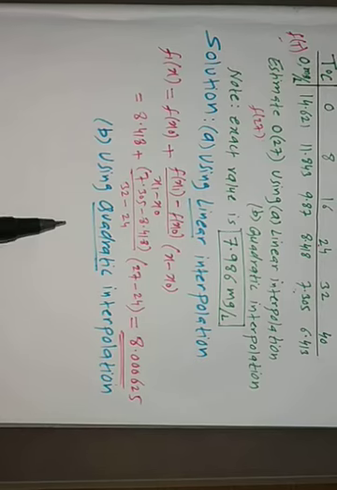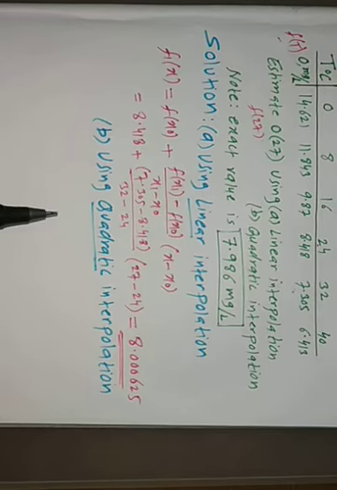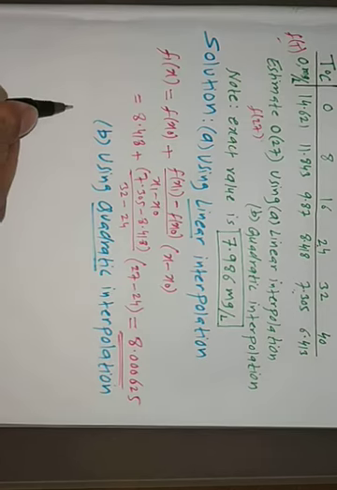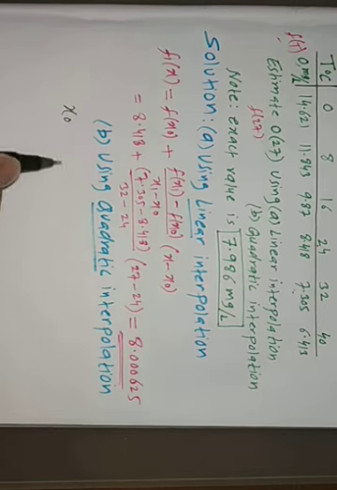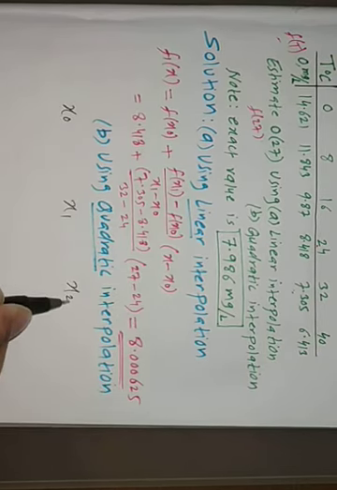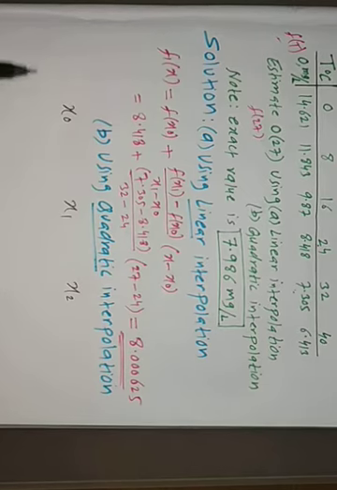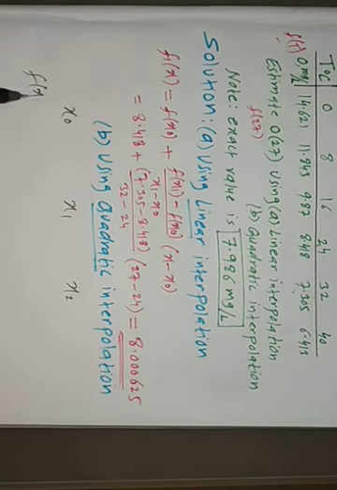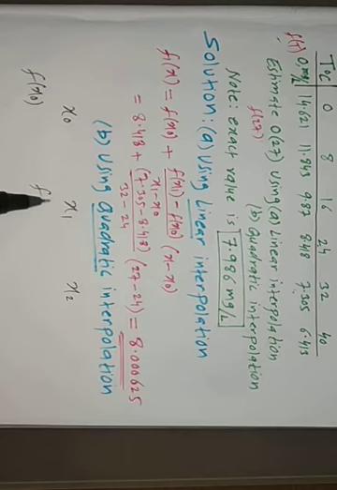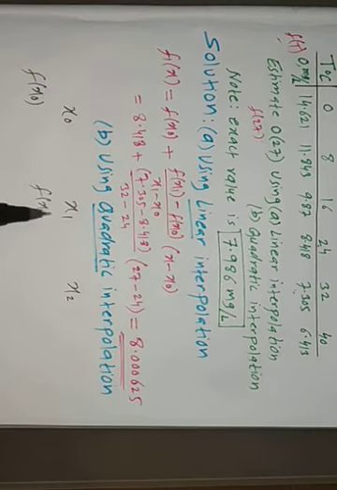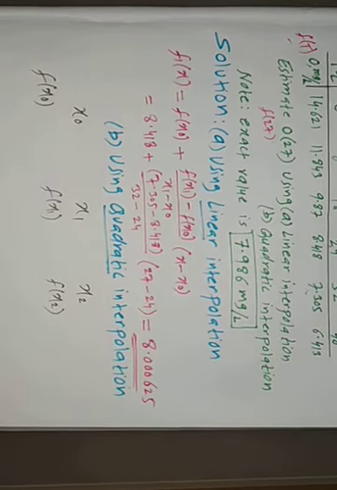Next we will use quadratic interpolation for finding out the level of oxygen at temperature 27 degrees centigrade. So what is to be done? How many points do we need for quadratic interpolation? We need 3 points, that is x0, x1 and x2, and corresponding f of x0, f of x1 and f of x2.